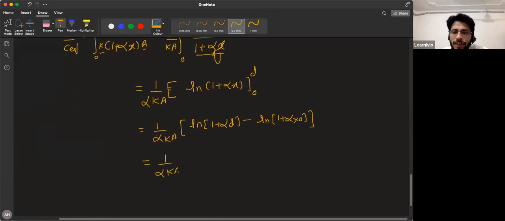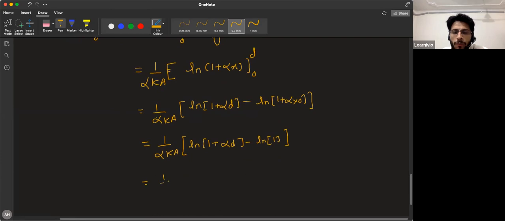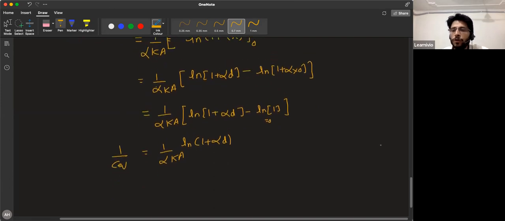See, the weightage of these types of questions is not 100%, it's 20-25%. So we have log of 1 plus alpha D minus log of 1, and log 1 is 0. So you have 1 by alpha K epsilon naught A times log of 1 plus alpha D. This is 1 by C equivalent. But you don't need 1 by C equivalent, you need C equivalent.